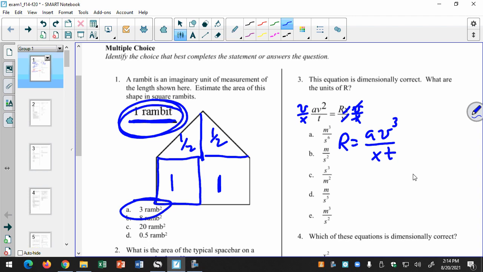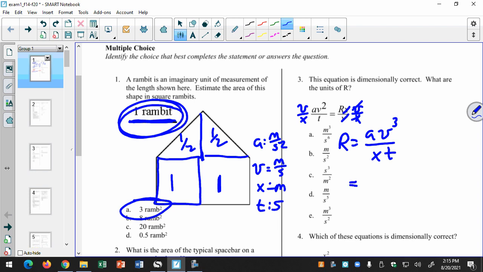Now, we know the units. You might not know these units yet, but by the time you come around to the test, we'll know the units for acceleration is meters per second squared. The units for v is meters per second. X is meters, and t is seconds. So we put those units in for each variable, and then figure out what are the units for r.